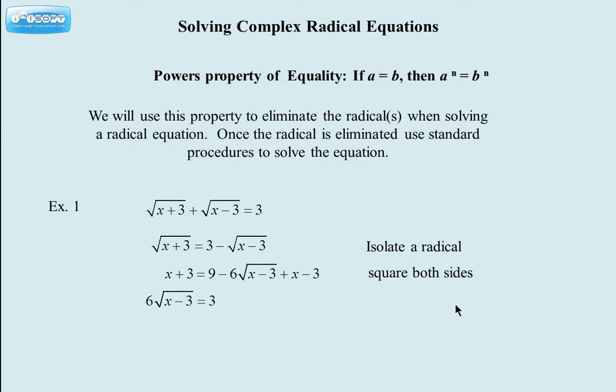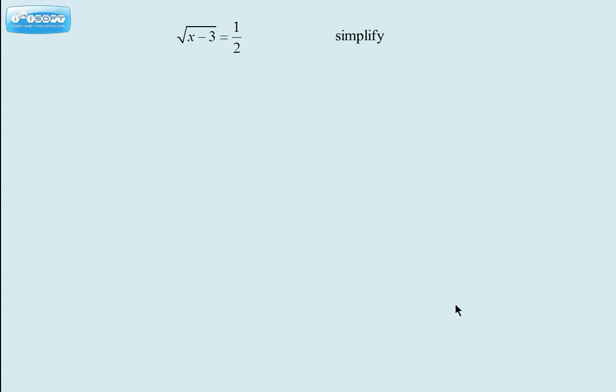We now simplify, and we want to isolate the radical once again. In this case, we have radical x minus 3 equals 1/2. We again square both sides, and then we solve for x. When we square equalities, we run the risk of introducing what's called extraneous solutions. Extraneous solutions are solutions that do not satisfy the original equation. Therefore, we must verify any result we obtain.